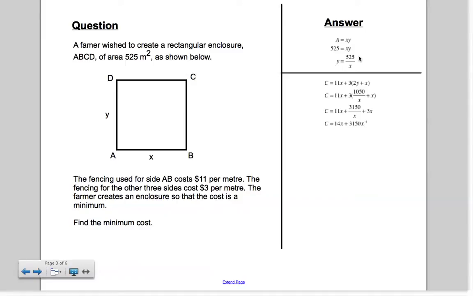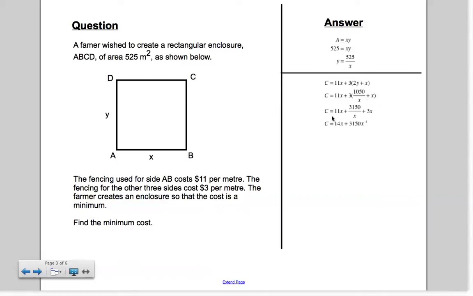Next, you use this information and input it into the cost formula, which is in essence the thing that needs to be minimized. So we know the cost formula goes something like this. $11 for one side AB, which is represented by X, so therefore 11X, plus $3 per this side, and this side, and this side, so 2Y and 1X. So it gives you the cost function of 11x plus 3 times 2y plus x. Inputting y equals 525 over x removes the y variable. So the cost function now looks like C equals 11x plus 3 times 1050 over x plus x.